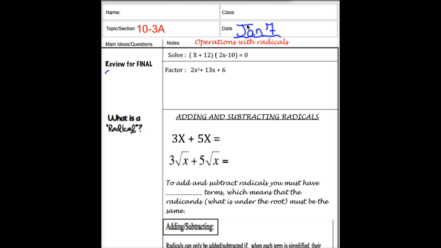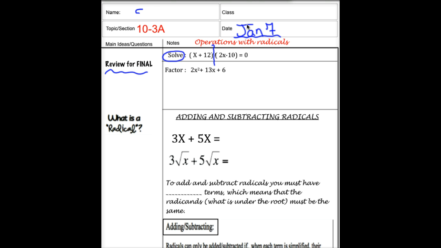and a little bit of review for the final before we start. How do we solve an equation that's already factored like this? The easiest thing, you might say, is to FOIL it. You don't want to FOIL it because you're looking to solve it. I can tell what makes this equal to 0 because if two things multiply, and that's what this is, x plus 12 times 2x minus 10, then one or the other has to be 0.